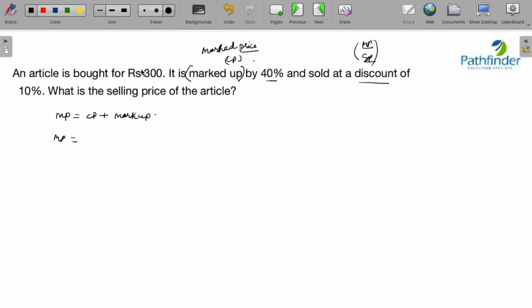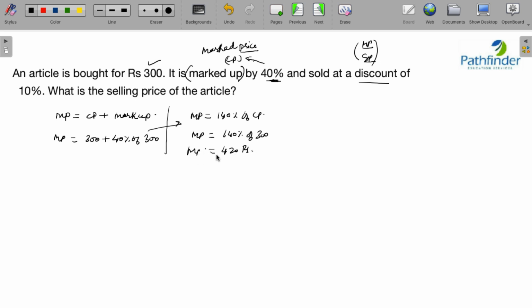So marked price, what is the cost price given in this case? 300. And what is the percentage markup? 40%. You calculate this percent on CP. So it is equal to 40% of 300. But I have also told you that if the markup percentage is given to be 40%, you should be able to write this down also: marked price is 140% of CP, which is essentially the same. So marked price is 140% of 300, which is nothing but 420 rupees. That's your marked price.